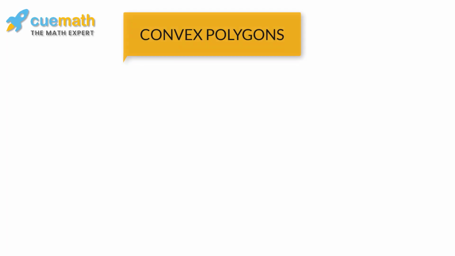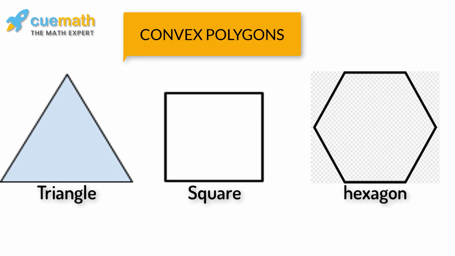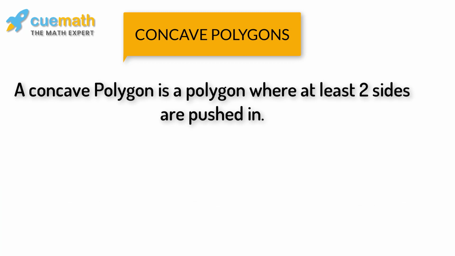Now that we know what a polygon is, let's learn about the two types of polygons, concave and convex polygons. Convex polygons are polygons where all the sides are pushed outward. For example, a triangle, a square, a hexagon. A concave polygon is a polygon where at least two sides are pushed in.